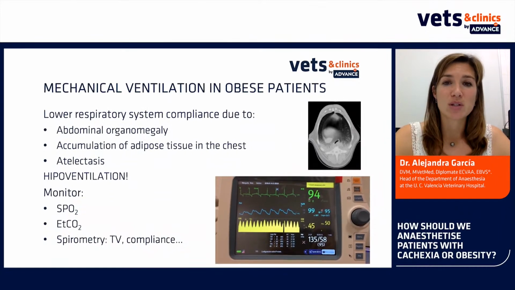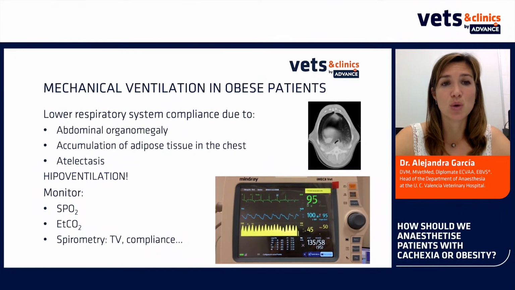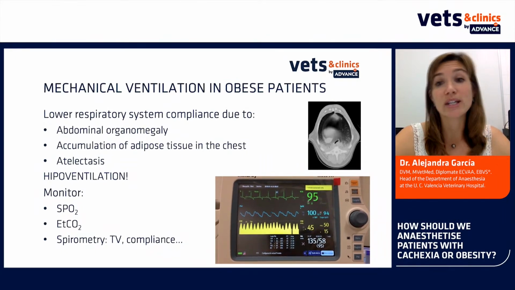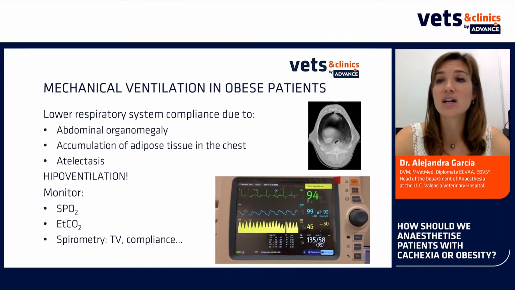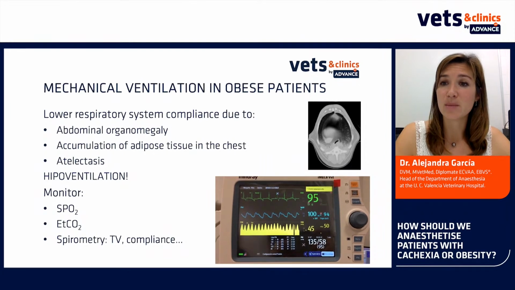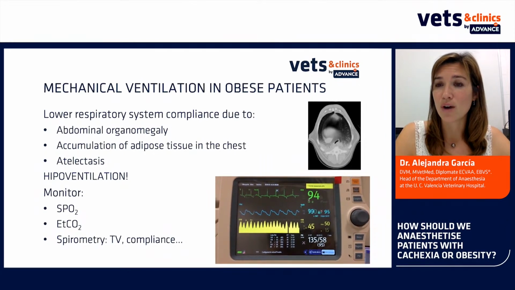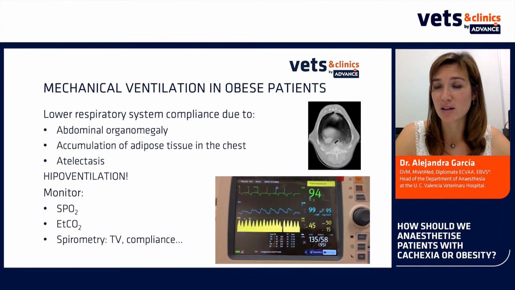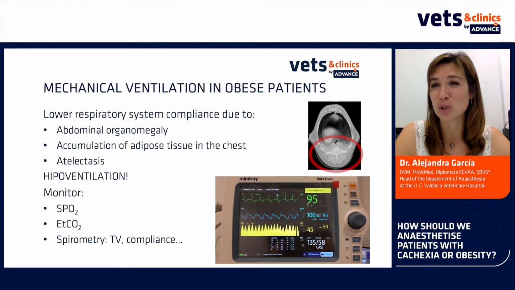So the lower respiratory system compliance that we see is due to abdominal organomegaly, accumulation of adipose tissue in the chest and abdomen, and then the atelectasis that we have. And here in the image, on the right-hand side, you have a CT of a dog placed on its back, and the white areas here at the bottom are basically atelectasis. This is a chest of a dog, a fat dog.